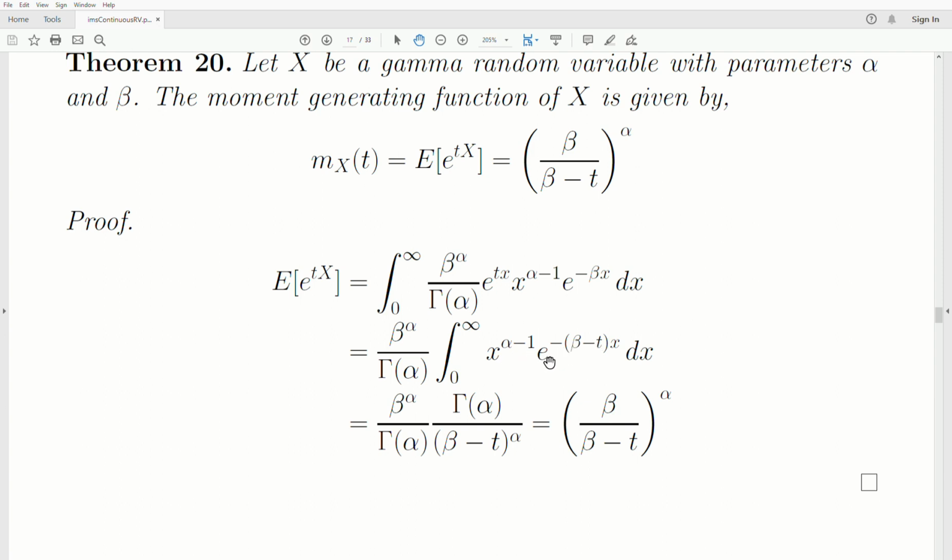Well, this sort of looks like another gamma distribution with alpha, and beta would be beta minus t. So if we had the appropriate constants, it would integrate to 1. So we multiply by a well-chosen 1 to make this integrate to 1, which are these here. So, of course, this comes down, and this is the reciprocal of what was needed for this to integrate to 1. Gamma alphas cancel. We combine these two into this, and that's what we wanted to show.